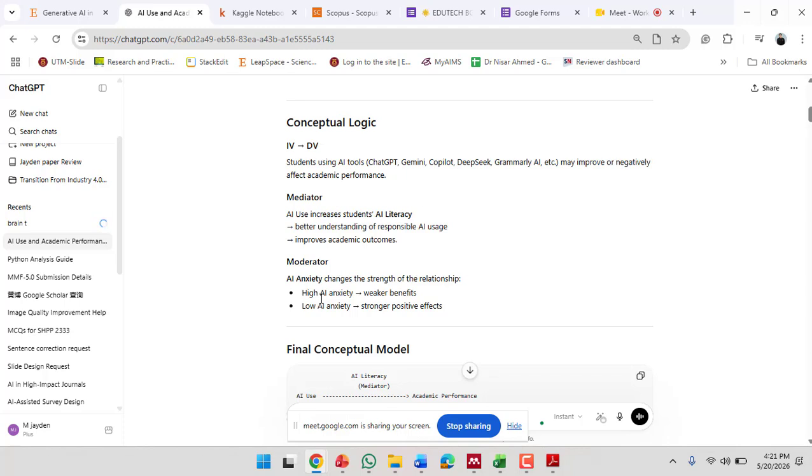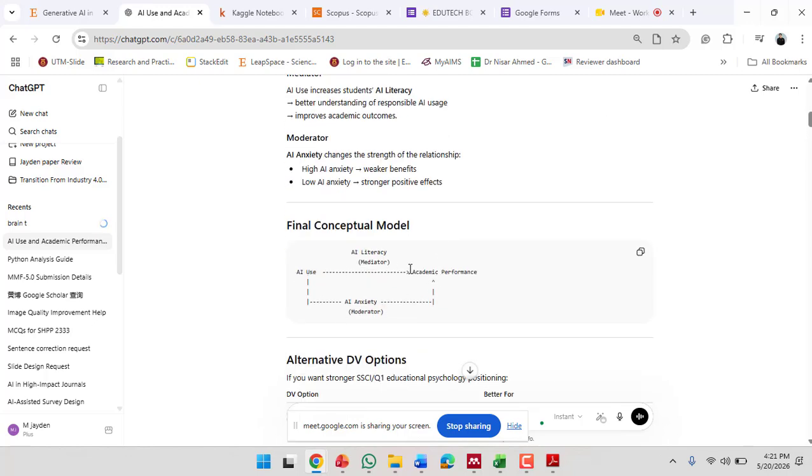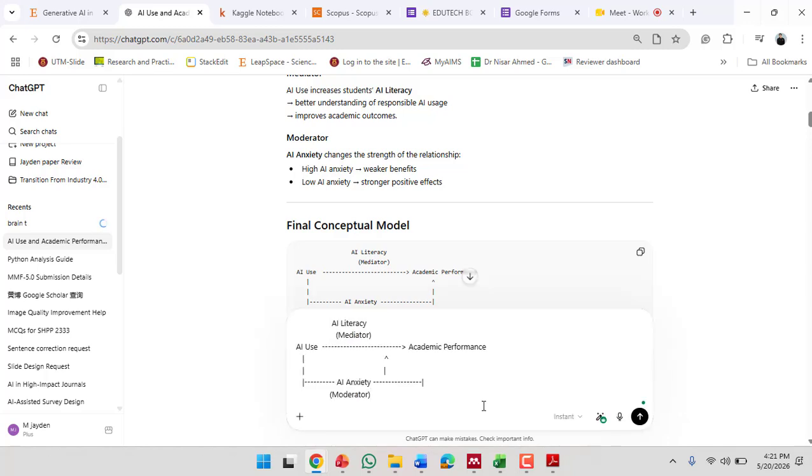Now this is the final model. Just copy it. If you want to design it, what I do is copy it and give ChatGPT a prompt: please provide Mermaid code for the draw.io tool. Automatically this will provide you the diagram, which you can insert. Then there are also strong alternative topics that you can study.